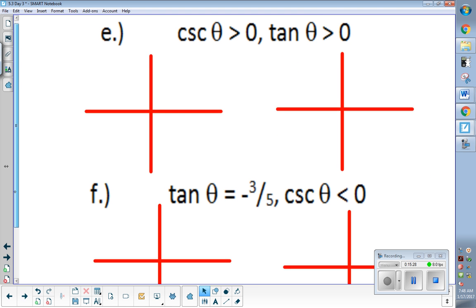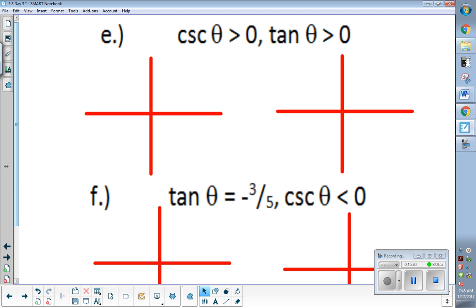Let's do one last one. Let's try letter E. Take a second, see if you can figure it out. Please hit pause so students can try it.